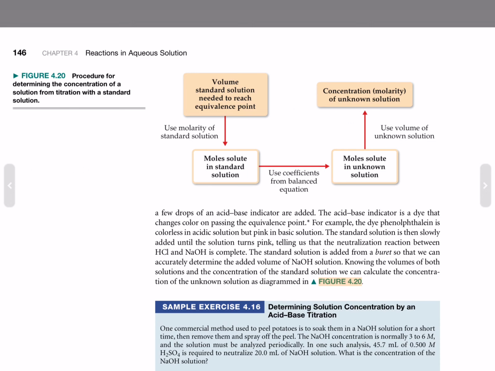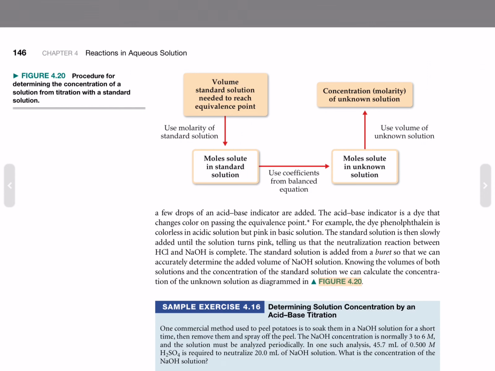A few drops of the acid-base indicator are added. The acid-base indicator is a dye that changes color on passing the equivalence point. For example, the dye phenolphthalein is colorless in acidic solution, but pink in basic solution. The standard solution is then slowly added until the solution turns pink, telling us that the neutralization between hydrochloric acid and sodium hydroxide is complete.